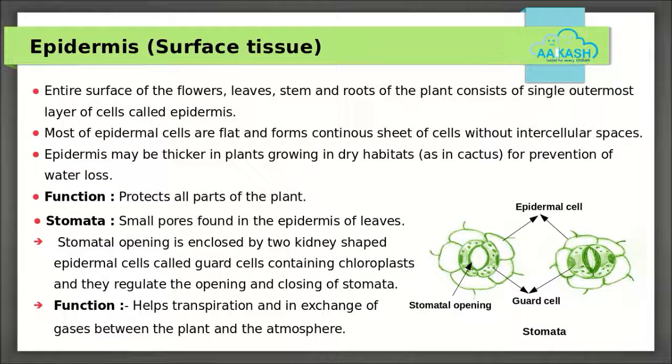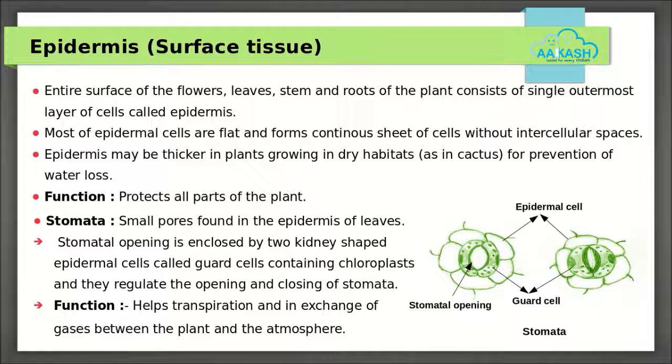Epidermis, surface tissue. Entire surface of the flowers, leaves, stems and roots of the plants consists of single outermost layer of cells called epidermis. Most of the epidermal cells are flat and forms continuous sheets of cells without intercellular spaces. Epidermis may be thicker in plants growing in dry habitats, as in cactus, for prevention of water loss. Function: protect all parts of the plants.